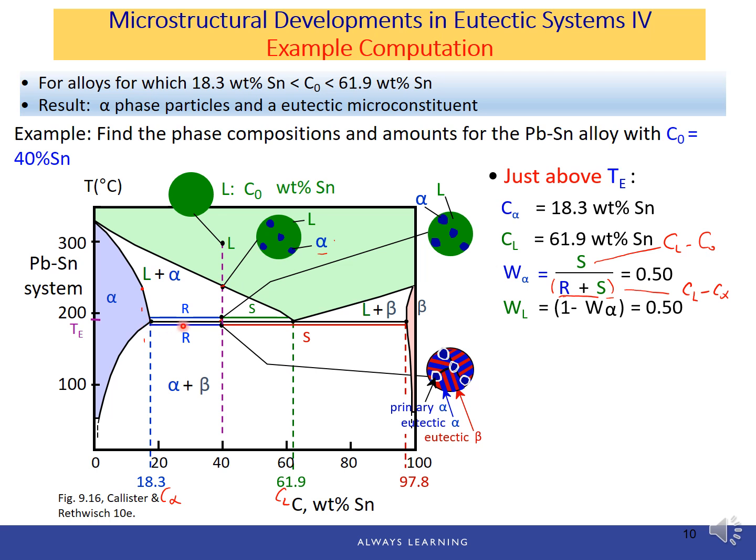To figure out the phase compositions and phase amounts, we need a new tie line this time. This new tie line passes through the point right below the eutectic temperature and extends all the way from the alpha to the beta, because now this point is within the alpha plus beta region. So the two boundaries are alpha and beta respectively. The corresponding alpha phase composition is still 18.3, using this endpoint. For beta phase, it's 97.8.